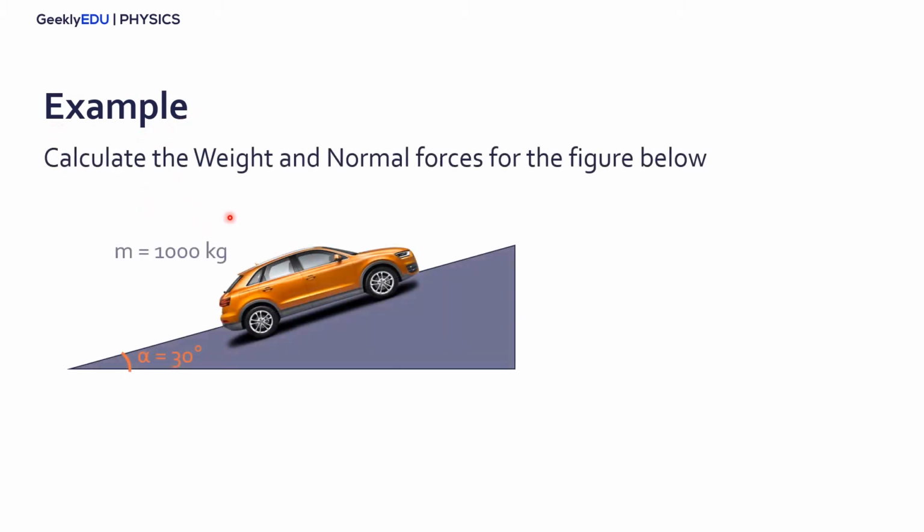Okay, so let's apply the concept of normal forces in an example, alright? We want to calculate the weight and normal forces for the system here. We have a car that's on an inclined plane, okay? The plane is inclined 30 degrees in relation to the surface here, and the mass of the car is 1,000 kilograms. Well, we have then a force that's pointing down, that's the weight, okay? And a force that's pointing up, perpendicular to the surface of the load, in this case the normal force. These are the forces we want to find.